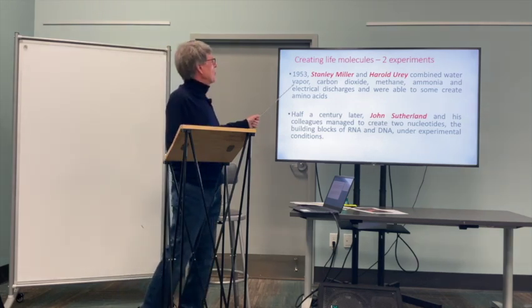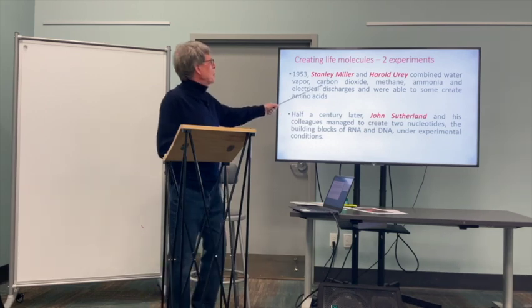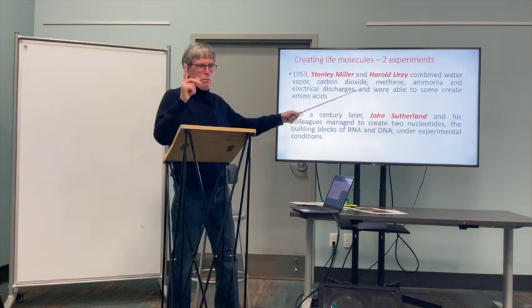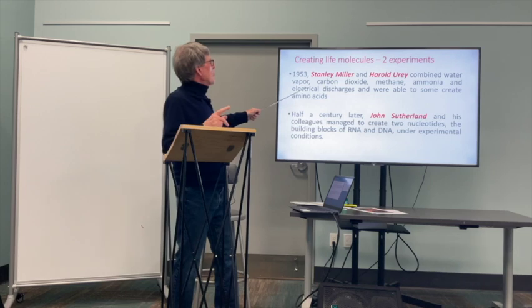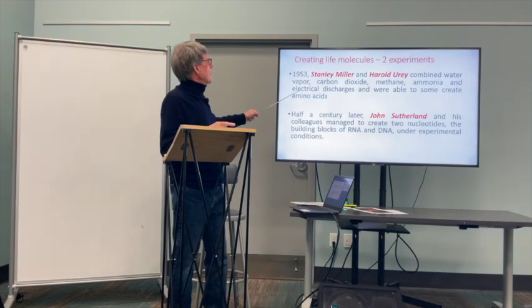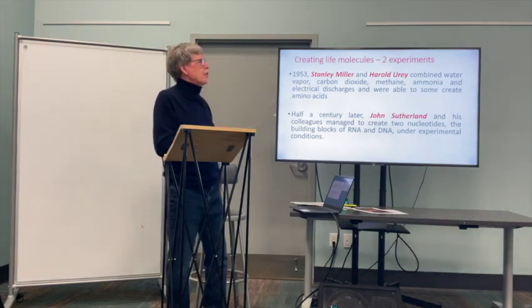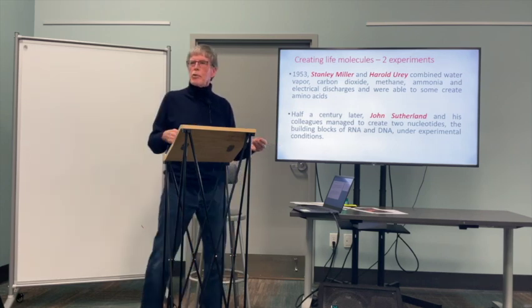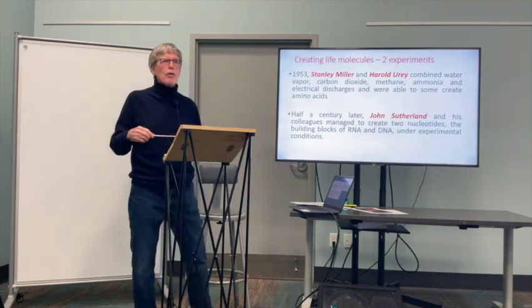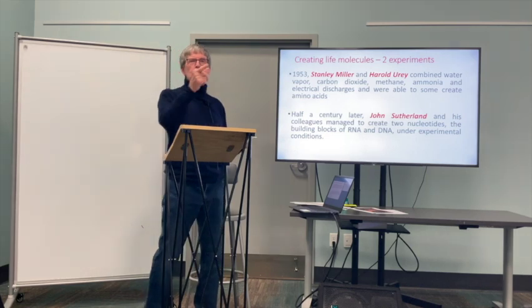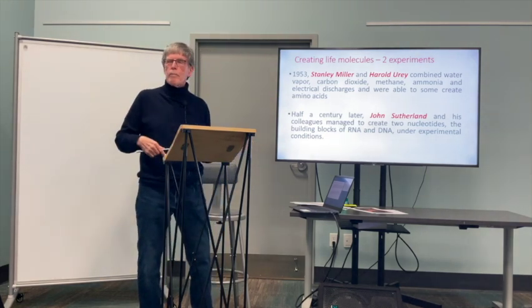But it combined water vapor, carbon dioxide, so they thought the atmosphere would contain a lot of carbon dioxide, and methane and ammonia. It turned out to be wrong. It's not their fault. And electrical discharges, meaning lightning, to simulate lightning, and they were able to create several amino acids. Well, that got a lot of people excited. If you could, with relatively simple experiments on Earth, produce in the lab at least some molecules of life, such as in this case, amino acids, because amino acids make proteins. You string them together to get proteins.